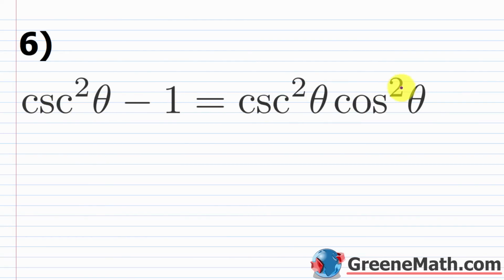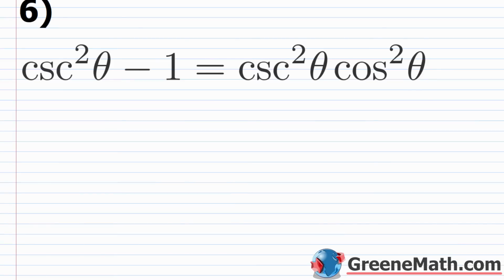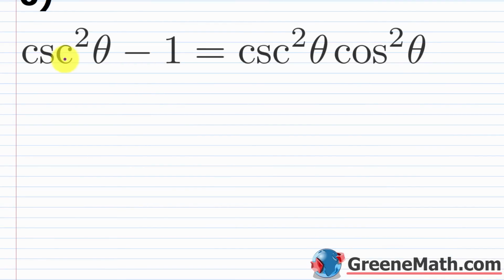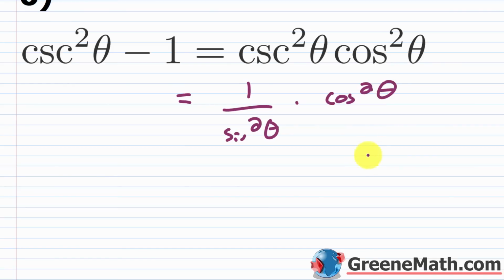theta times cosine squared theta. So this one's really easy. I'm just going to leave the left side alone. So let me put this as equals here. And I'm going to think about cosecant squared theta as 1 over sine squared theta. And this is times cosine squared theta. So if you have cosine squared theta over sine squared theta, that's cotangent squared theta. So let's just write this as cotangent squared theta.